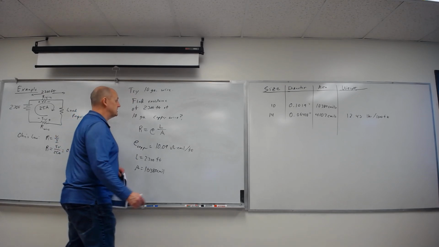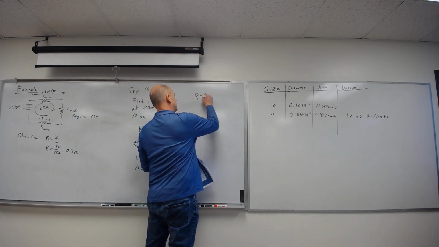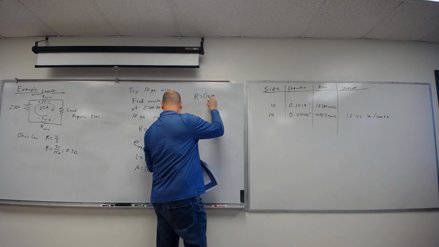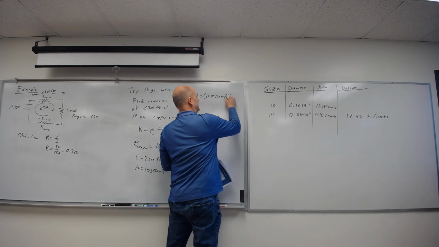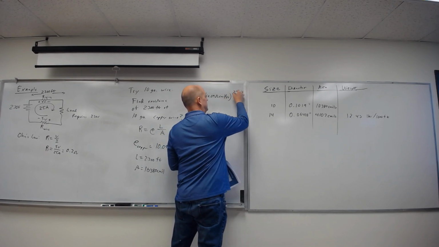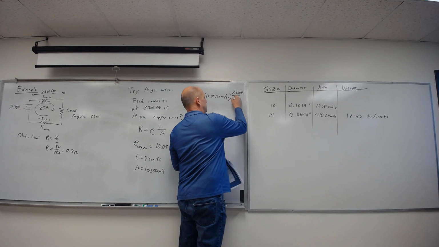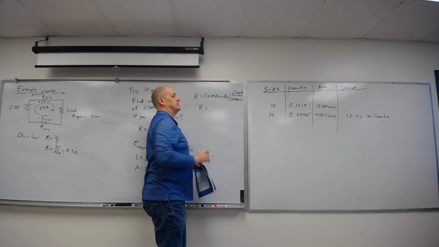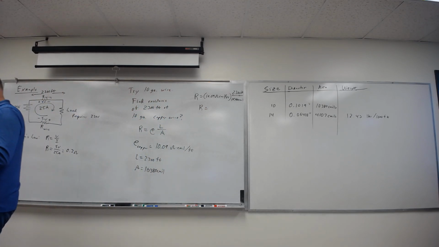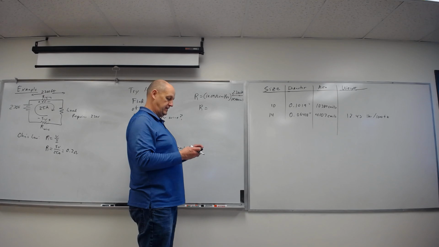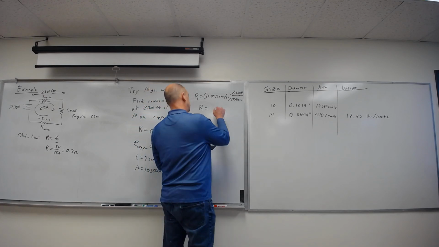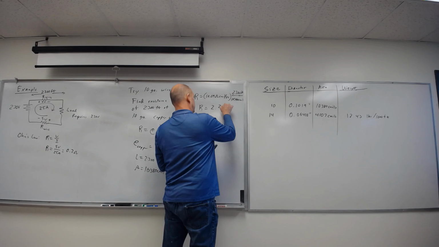So now I can go back to my resistance. Resistance is 10.09 ohm C mil per foot times 2,300 feet divided by my 10,380 C mils. When I'm done, my resistance is going to be what? Drum roll. So 10.09 times 2,300 divided by 10,380. 2.24 ohms.